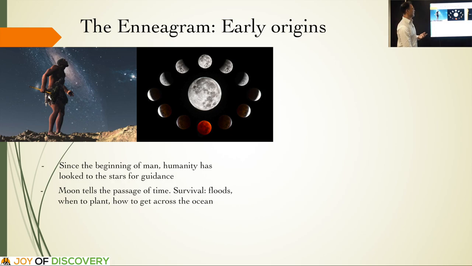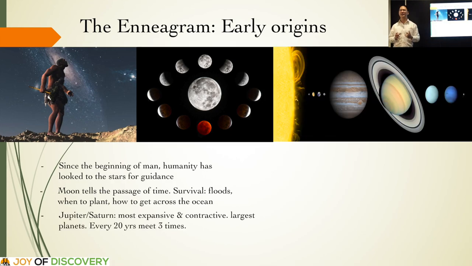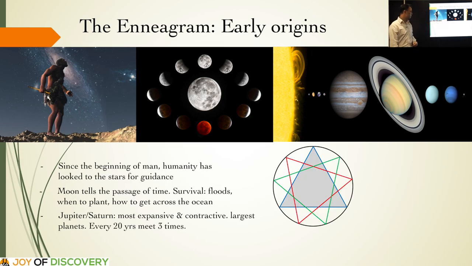And when they were looking at the stars, they may have come across these two planets, Jupiter and Saturn, which are visible to the naked eye. These two planets are the most expansive and contractive planets, and the largest planets. So Jupiter, most expansive, Saturn, the most contractive. And every 20 years, they'll meet three times. They'll form, over a 60-year period, three equilateral triangles. So that's amazing. When I first knew about this, it's like there's this pattern that forms in the sky from Jupiter and Saturn.